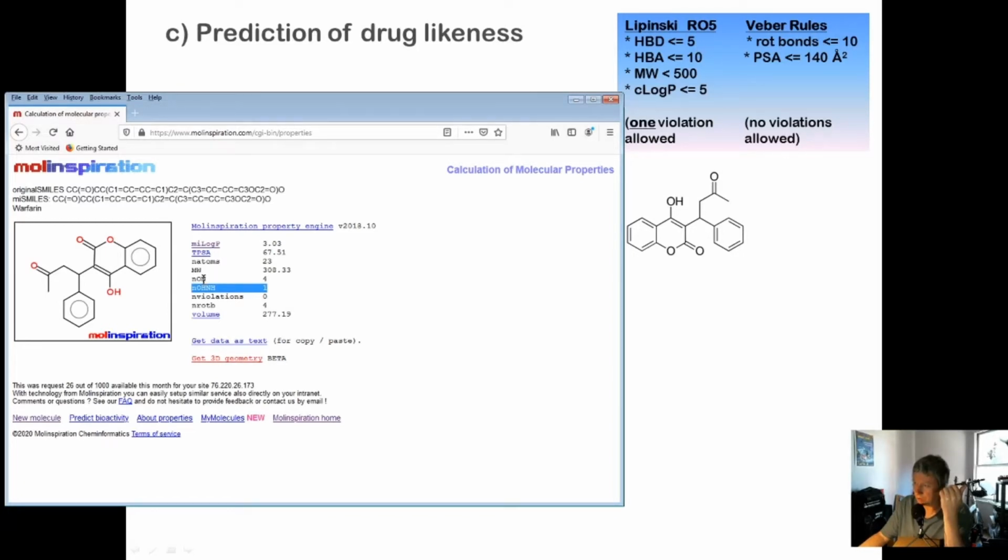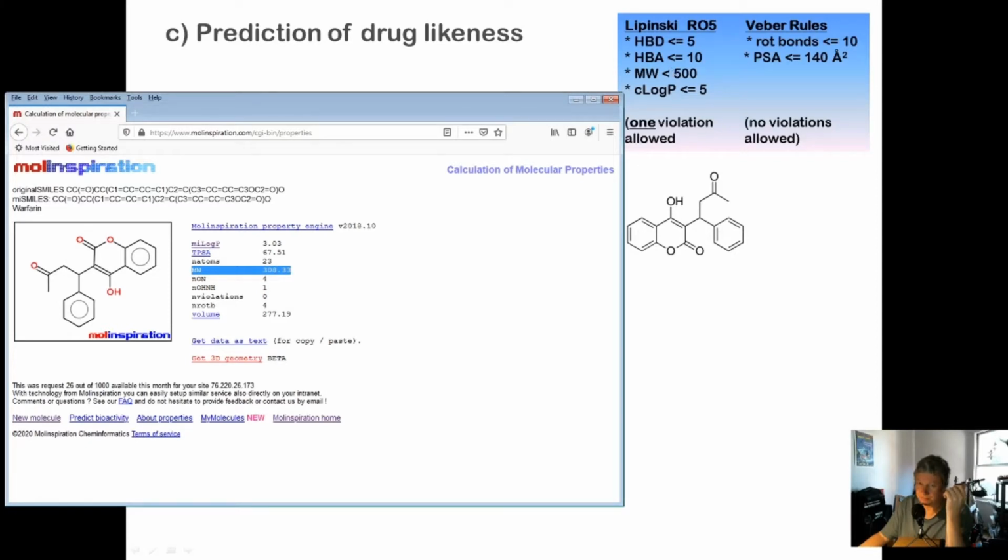How many hydrogen bond acceptors are there? Those are the other ones, oxygens and nitrogens. Well, it looks like there should be 4. 1, 2, 3, 4. Yep, got 4. That's less than 10. Great. What about the molecular weight? It should be less than 500. Well, it calculates that for us. Okay, wonderful, so we're on our way to Lipinski compliance. 308 is less than 500.